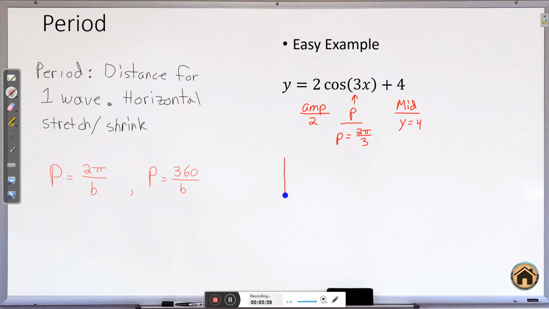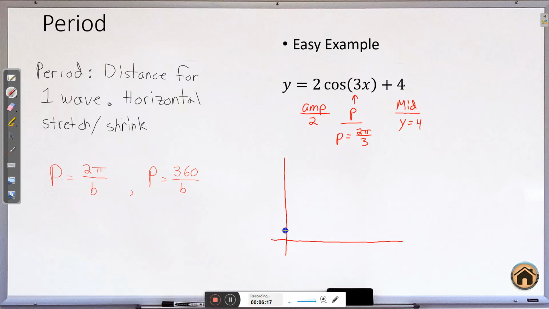So I'll put my y-axis here. Now if I want to do a little quick estimation, where do I want to put my x-axis? So the middle is 4. We're going to go up 2 and down 2. So that means my highest number will be 6 and my lowest number will be 2. So I'm going to put my x-axis down here.